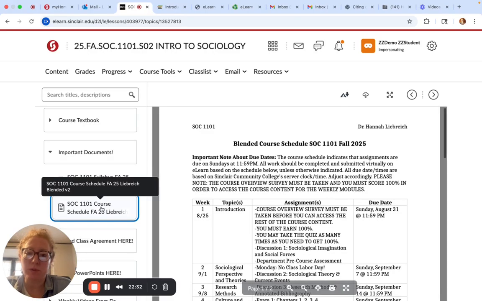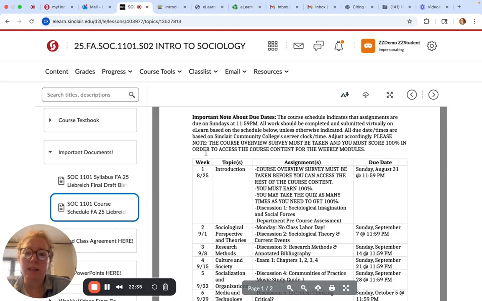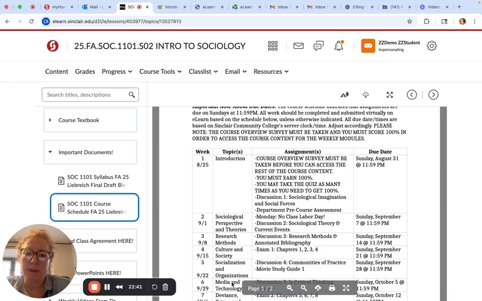Here's our course schedule. So you can see the week is here and the date is here. And then the topic is here. For the most part, the topics align with the stuff you're supposed to be reading. So you can see week 3 is what week we're in, and we're doing research methods. That's chapter 2 in your textbook, which is what you should be reading.